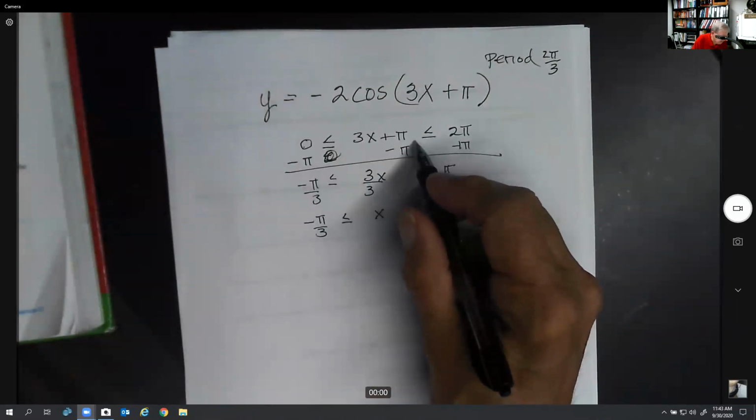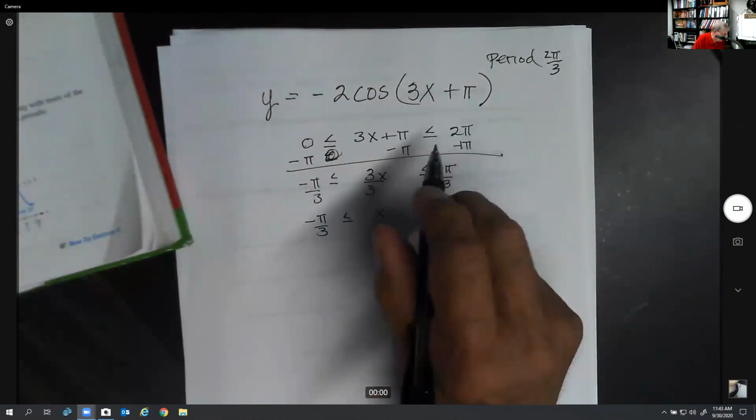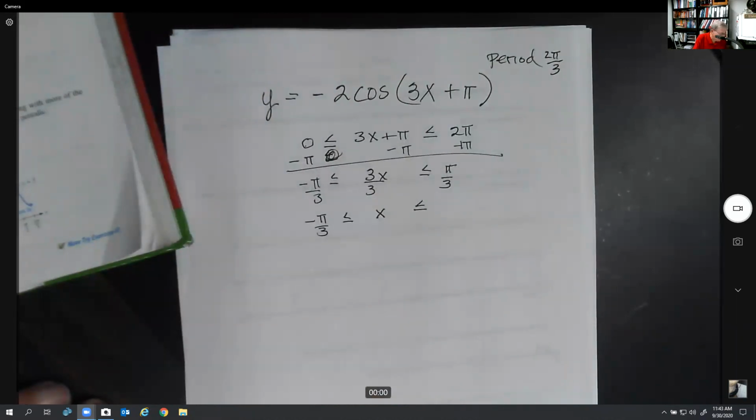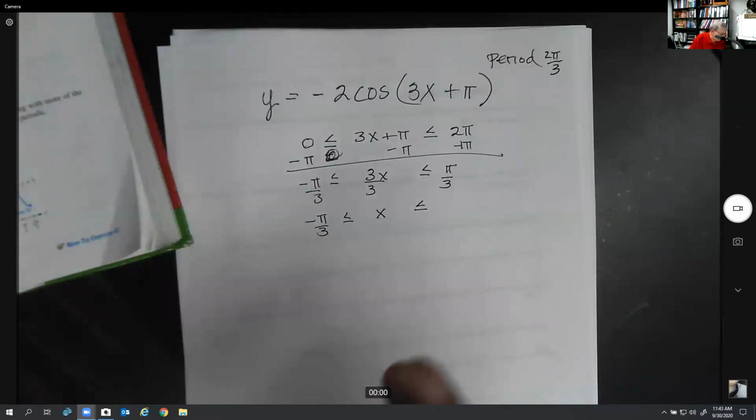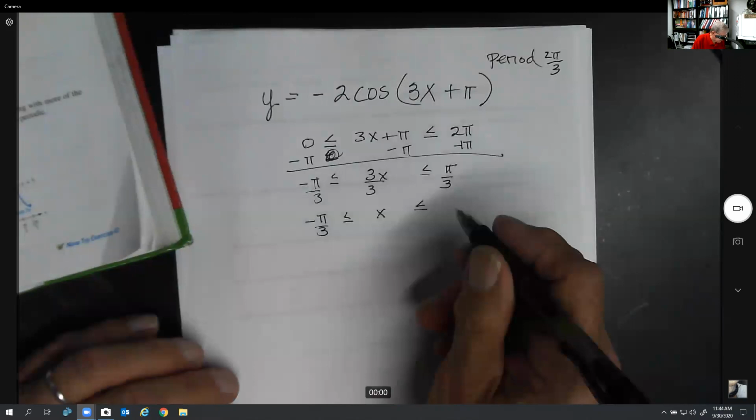Did I copy this one right? Oh, I'm doing this one in the book. I'm sorry, I'm doing example 2. I was looking at example 3. Let me get my head going here. I want to make sure I don't show you something wrong.